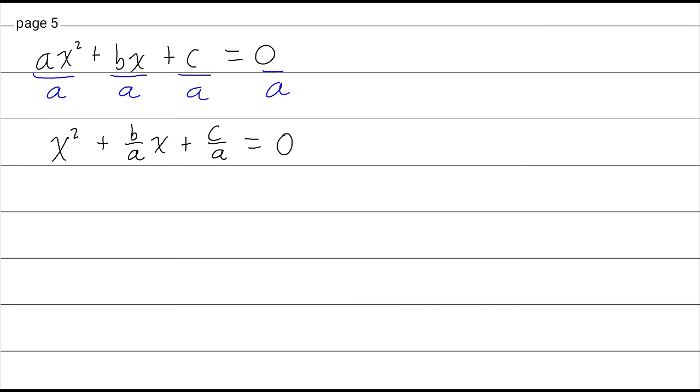Then I subtract c over a from both sides because it's a constant, right? If it's not x or a variable in general, it is a constant. a, b, c, they're all expected to be real numbers.